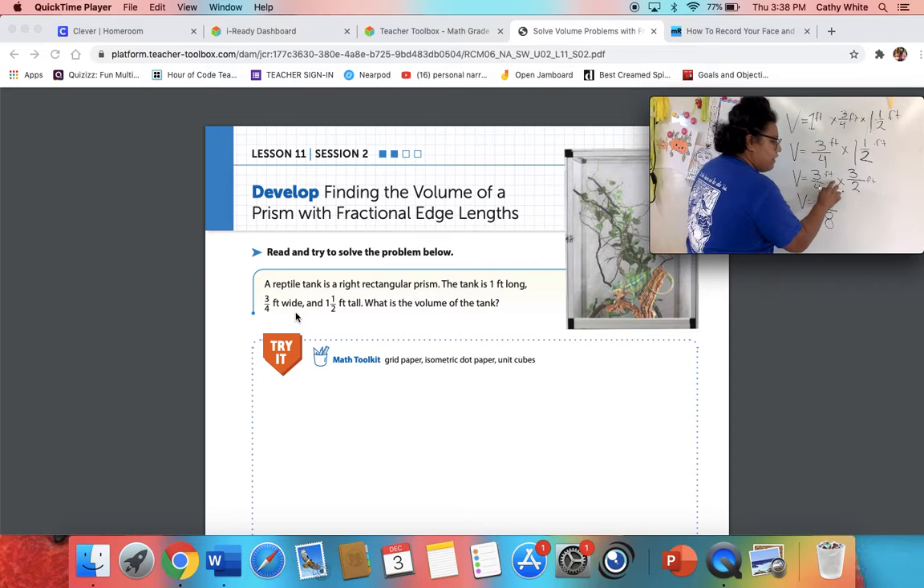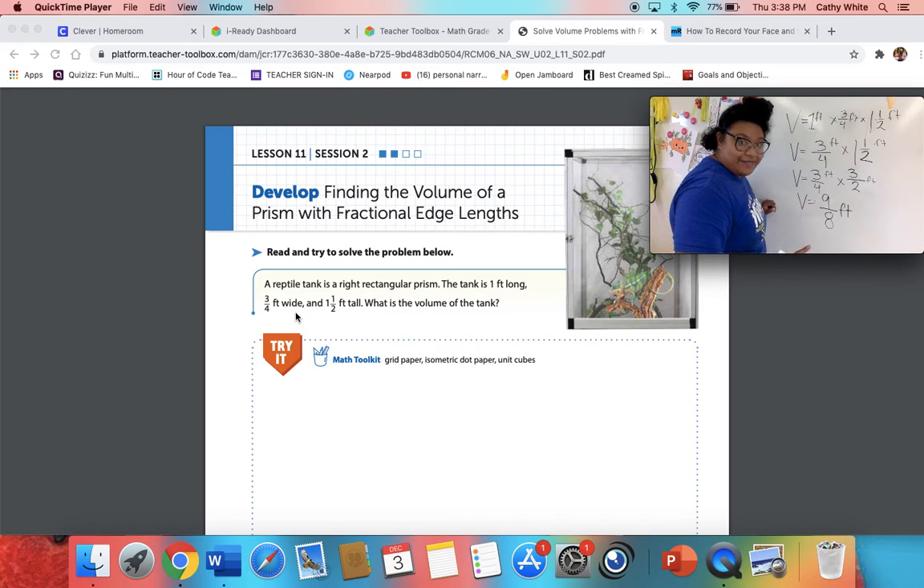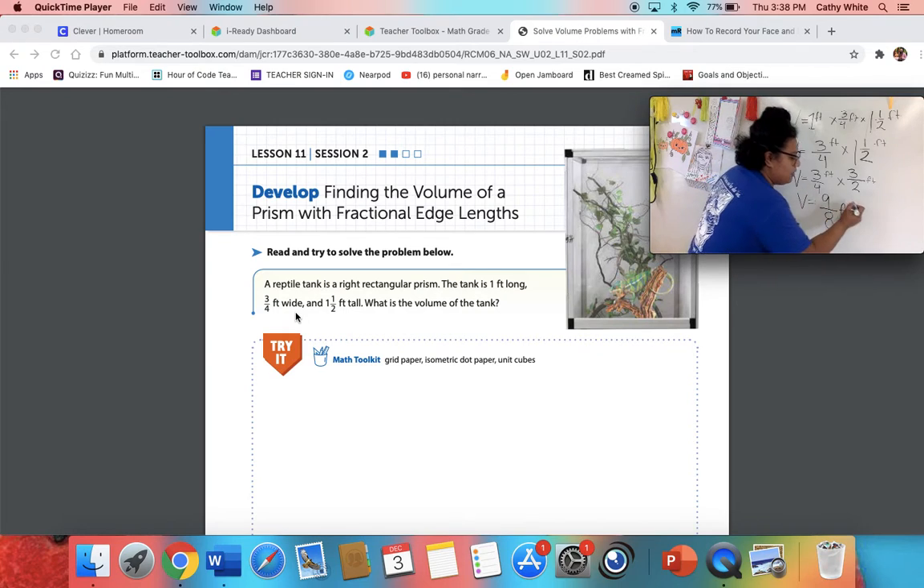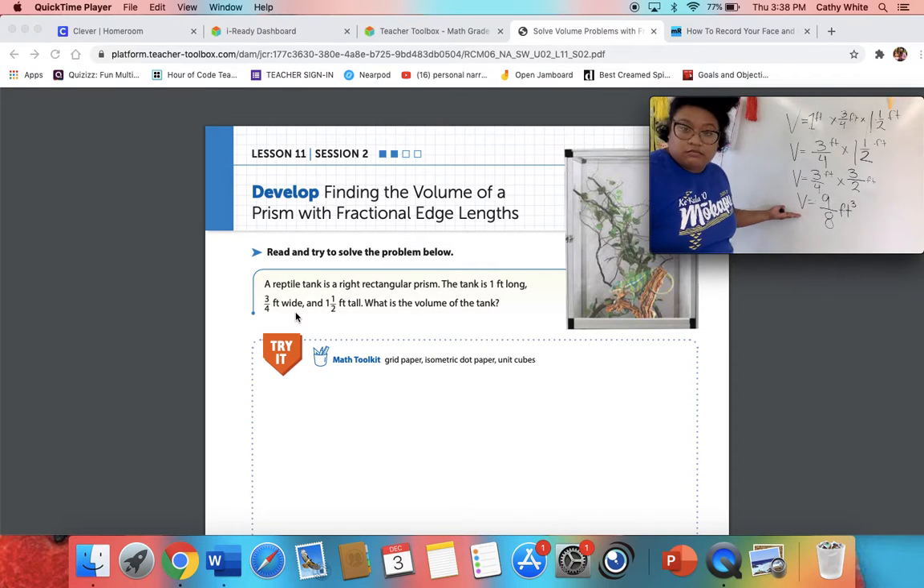But remember, we have to have our units. And now, it's not squared. With volume, you add that extra element, that extra dimension. So it's cubed, which means you're putting a little 3 next to your feet. Now, essentially, we're done.